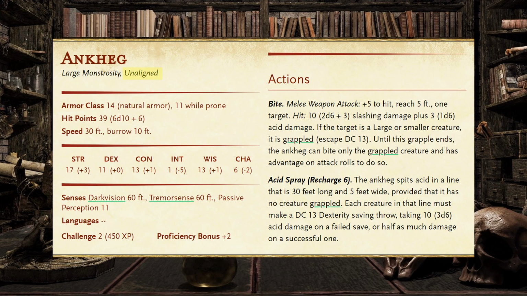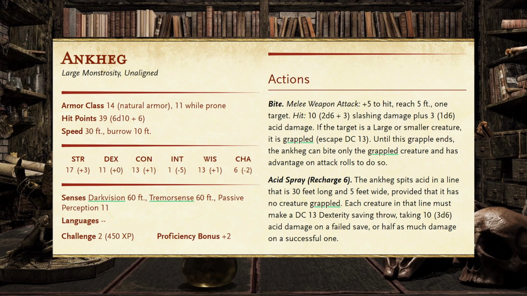Alignment broadly describes a creature's general outlook on the world, and combines their moral beliefs with their attitudes toward society and order. The alignment of the Ankheg is unaligned, meaning they lack the capacity for rational thought and thus do not have an alignment. Such a creature is going to be incapable of making a moral or ethical choice, and acts according to its bestial nature.